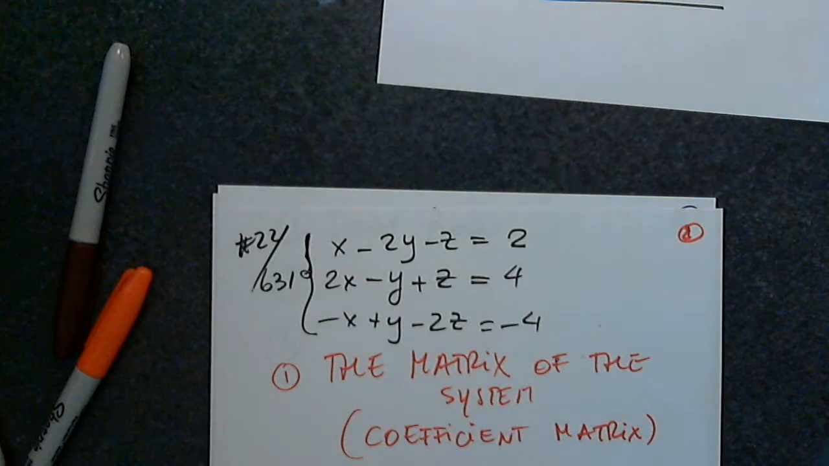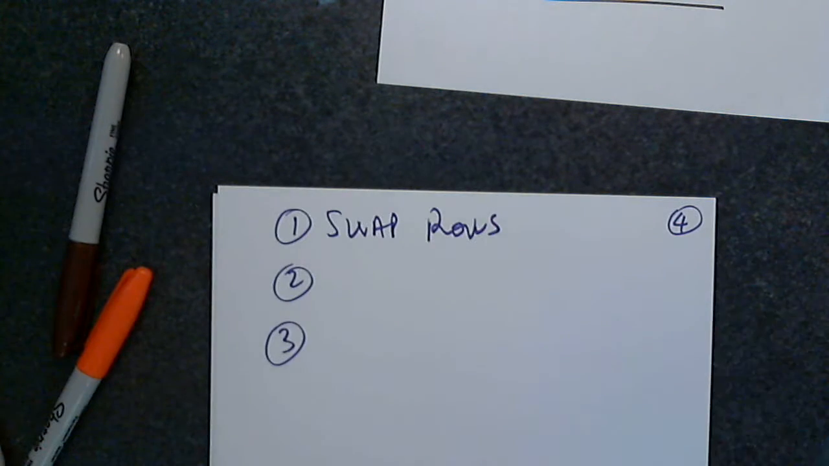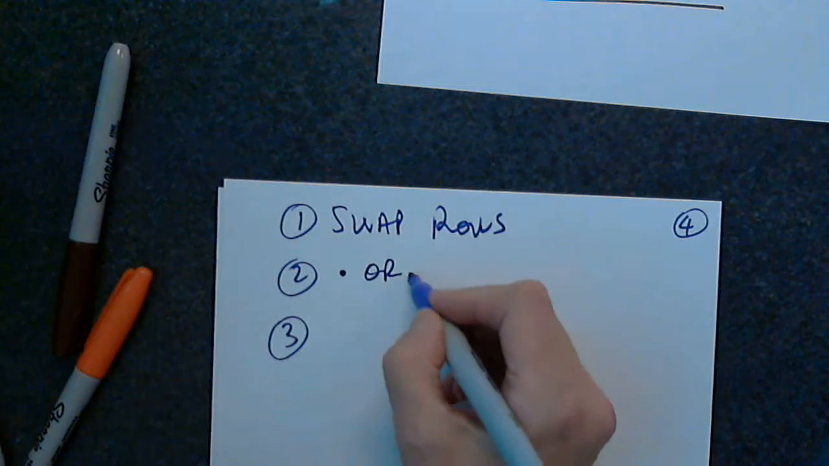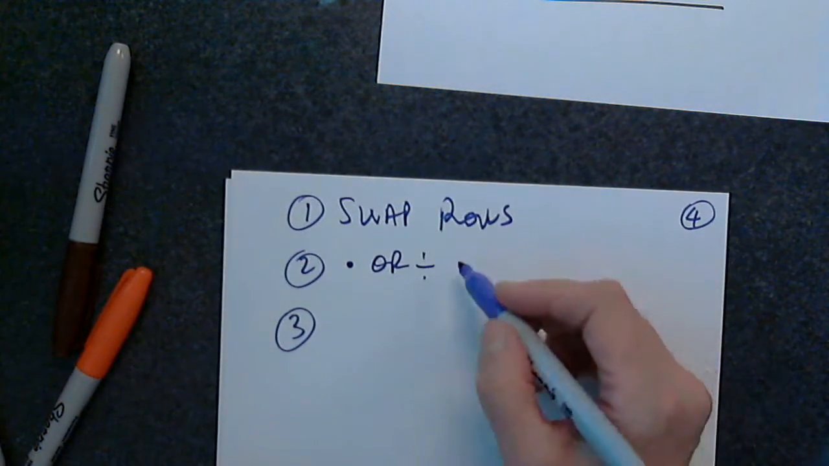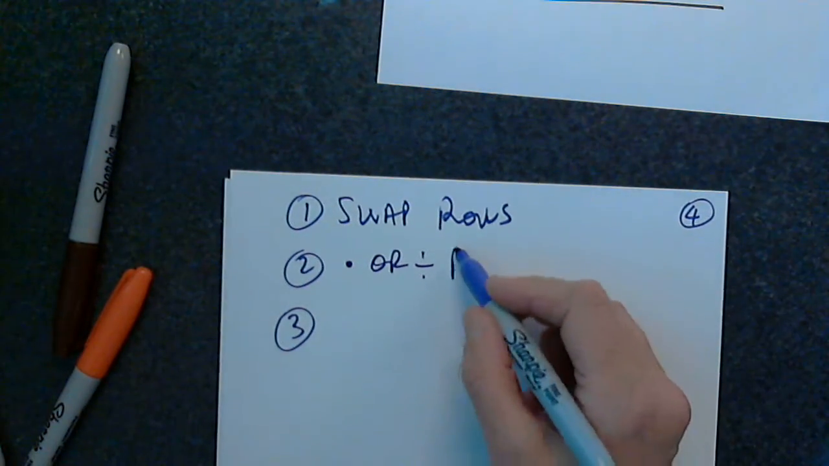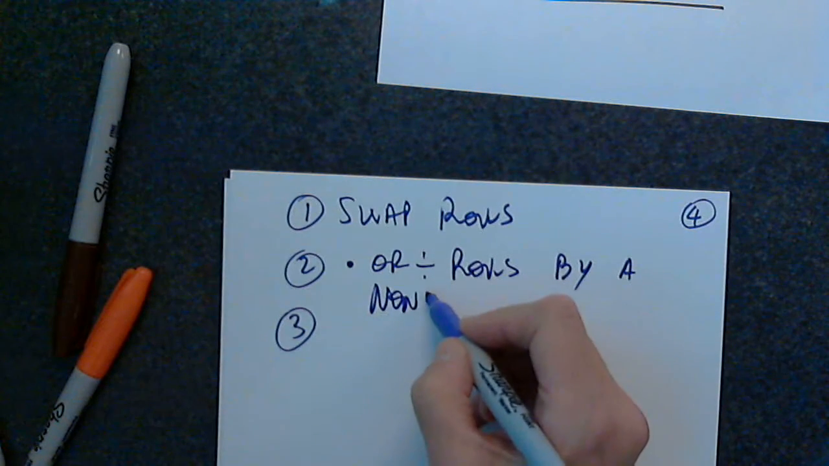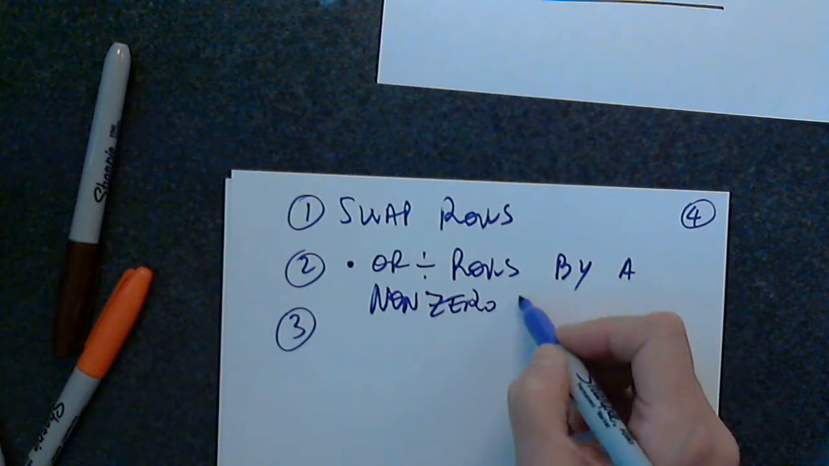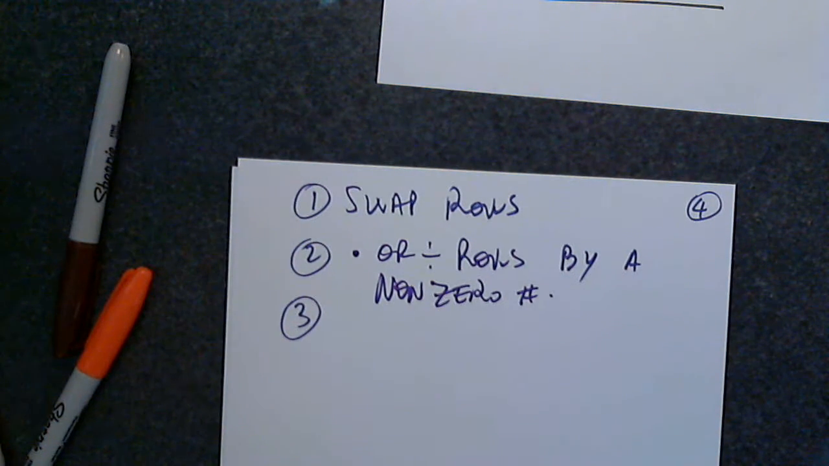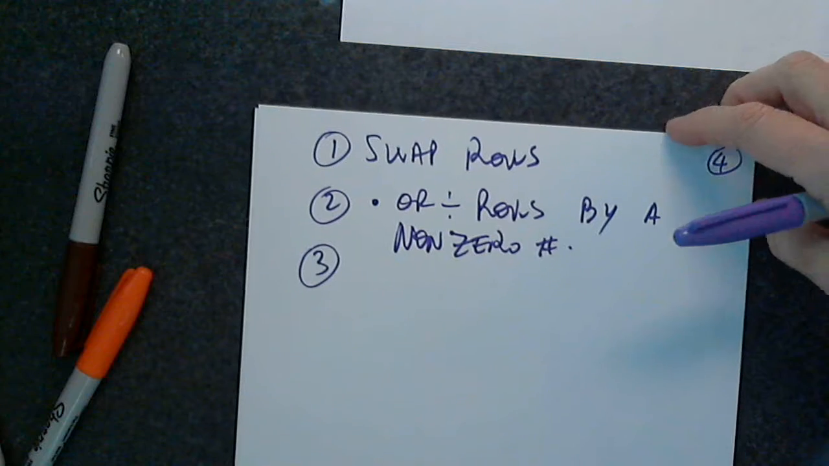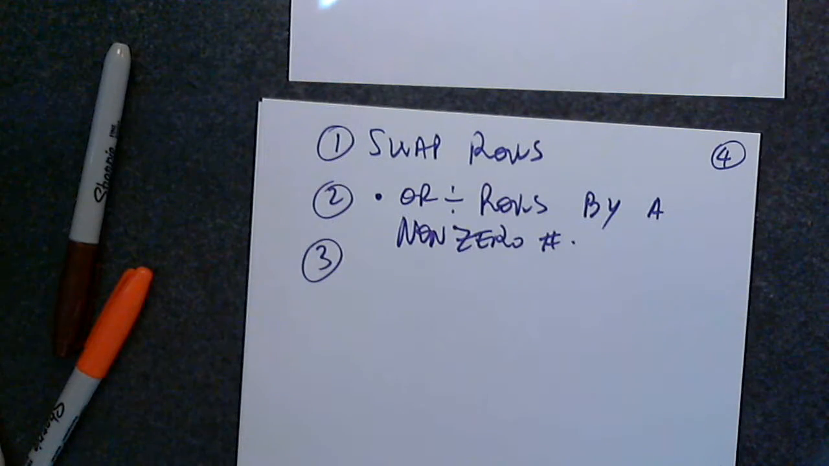Multiplying or dividing rows by a non-zero number. So multiply or divide rows, which is equations, right? Rows by a non-zero number. If it serves a purpose, of course. I'm not going to just do it for the sake of it. Now I want us to understand the last one, because the last one is slightly more complicated to think of.